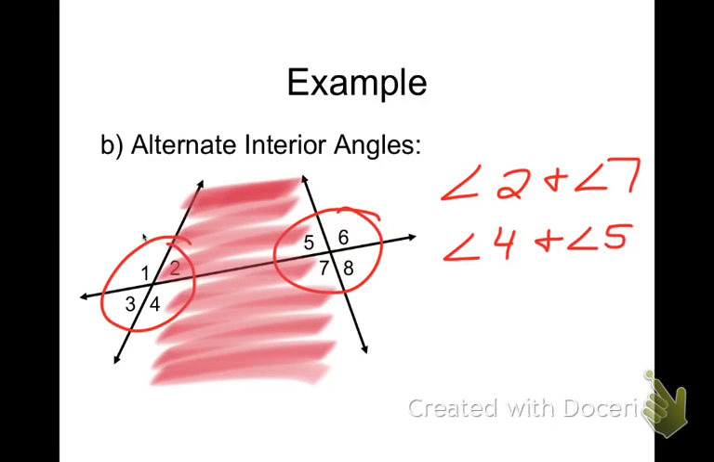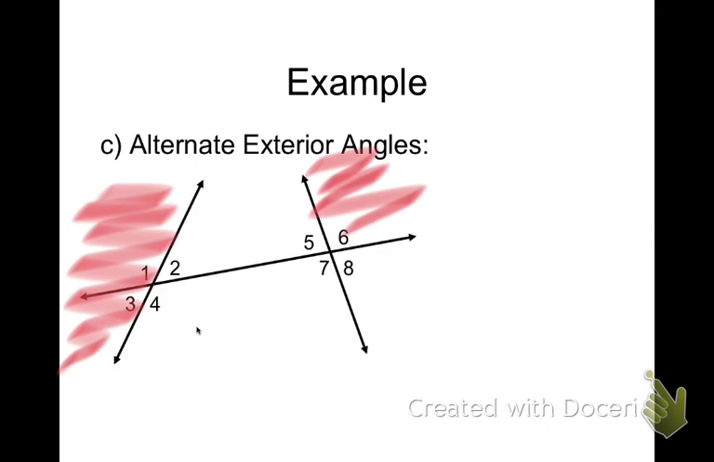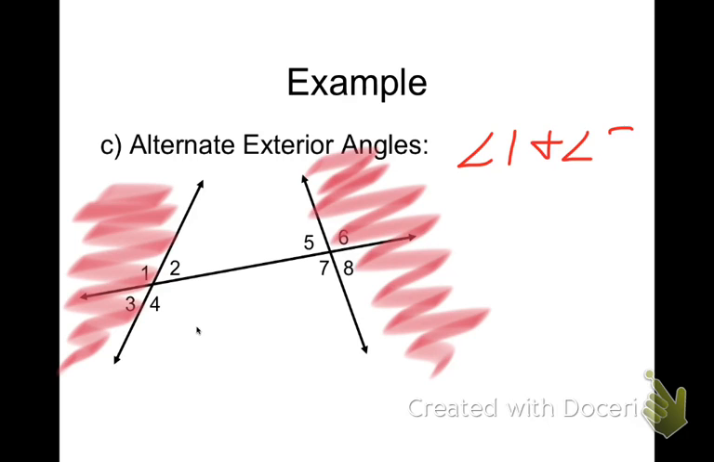Okay. All right. Next up, alternate exterior. So now I want to focus just on the exterior, so outside of my lines. But I need them to be alternate. So my first outside, let's go with 1. What would be the alternate exterior over here? 8. Good. So angle 1 and angle 8. What's the last set? 3 and 6. Good. Alternate exterior.